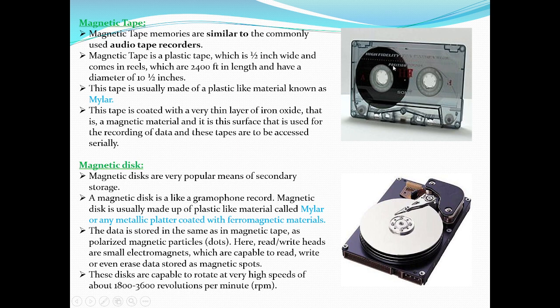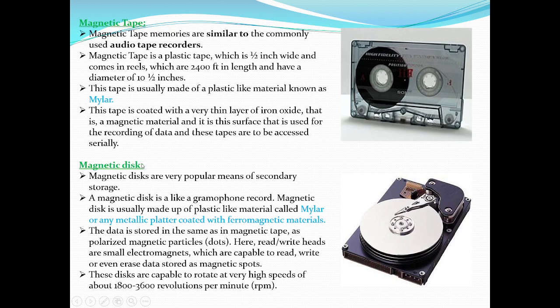And this tape is coated with a thin layer of iron oxide. We call it magnetic material. And it is this surface, the magnetic material, that is used for recording the data, and these tapes are to be accessed serially one after the other.